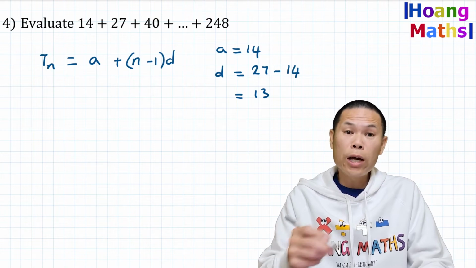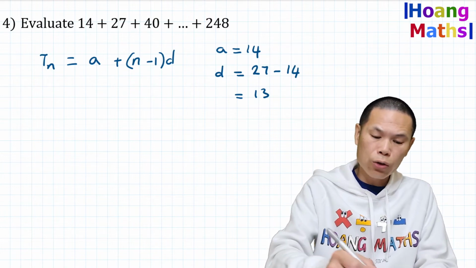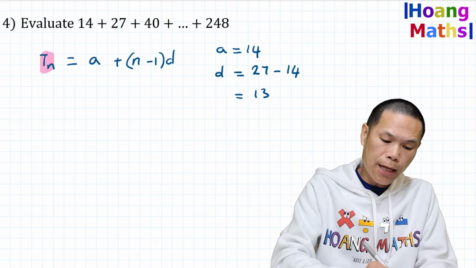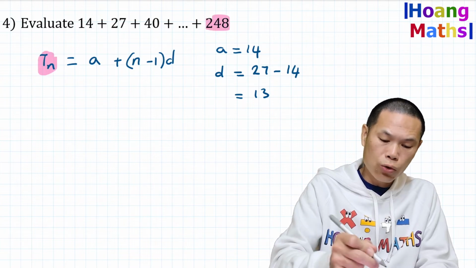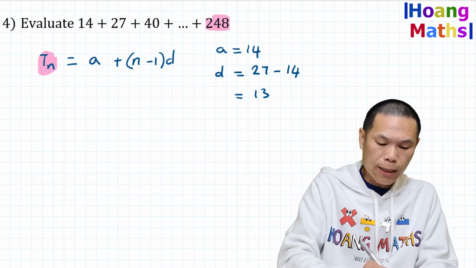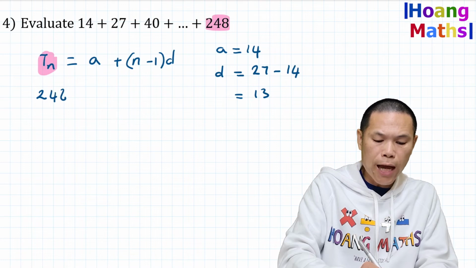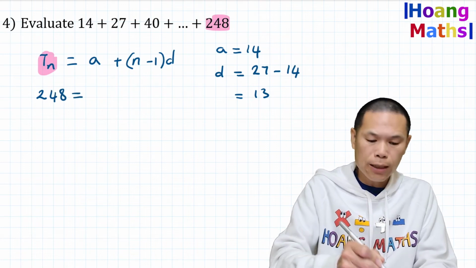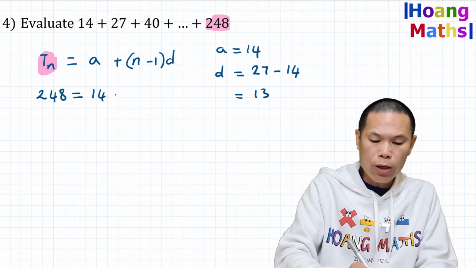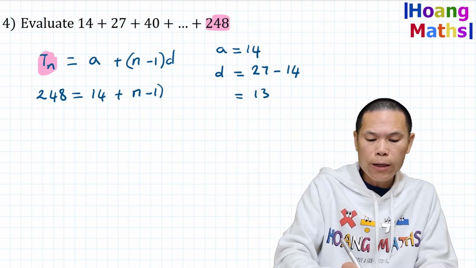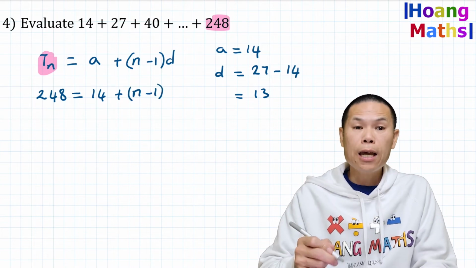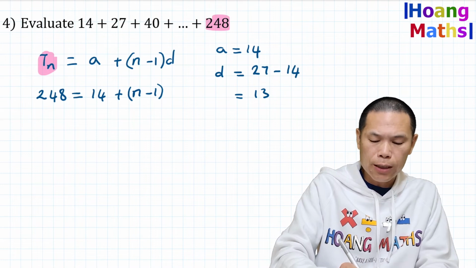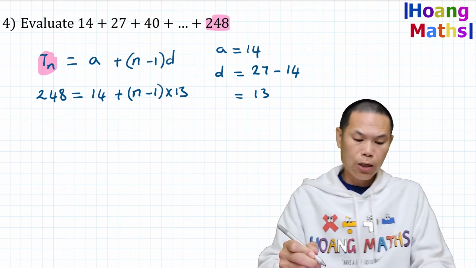Now I just substitute that into the formula. So Tn is 248, which equals a, that is 14, plus n minus 1, because we don't know what n is, times the common difference, which is 13.